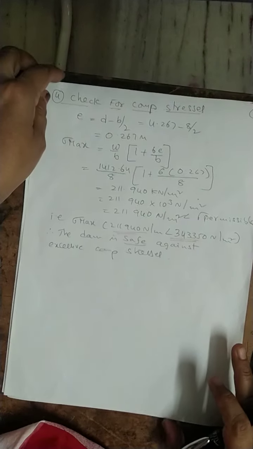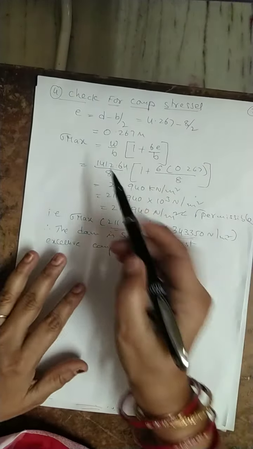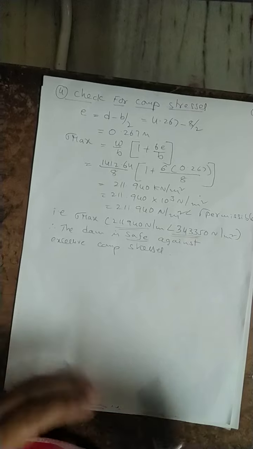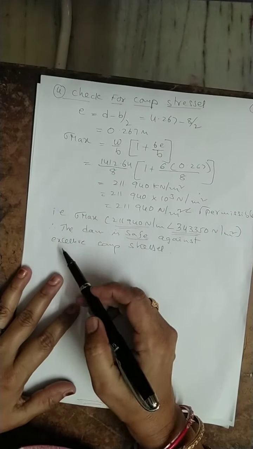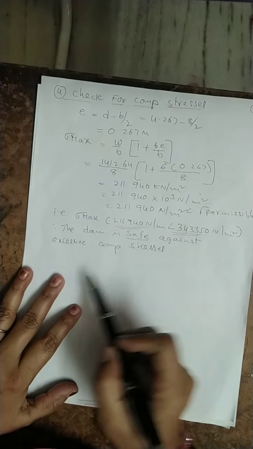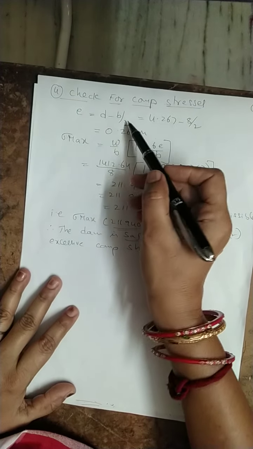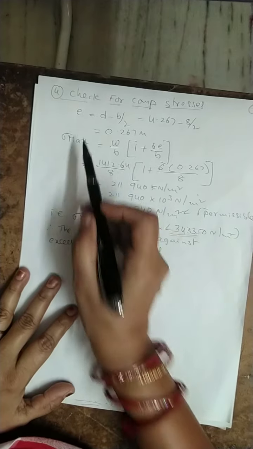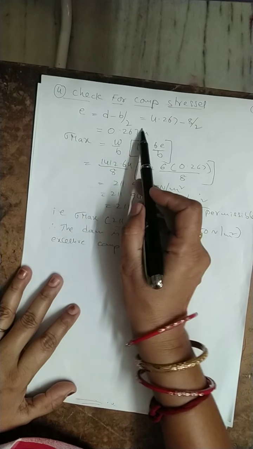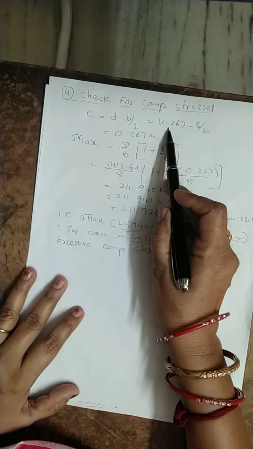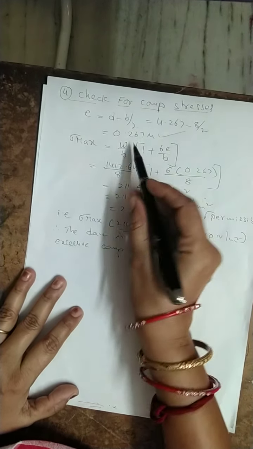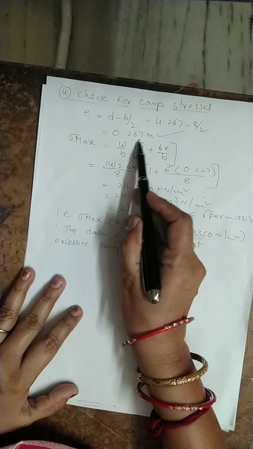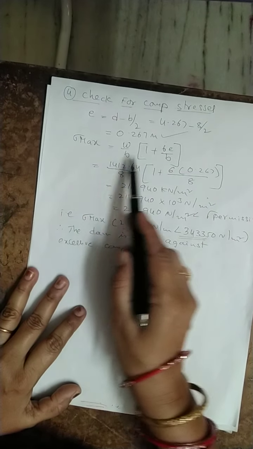Now coming to the last one, the check for compressive stresses. The maximum permissible compressive stress is given, and what we get here in the calculation should be less than that. So E is equal to D minus B by 2. We know that 4.267 minus 8 by 2, so this comes to E is 0.267 meters.